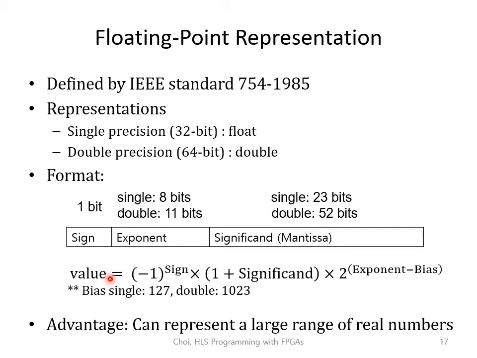The value of a floating point can be computed as -1 to the power of sign times 1 plus significand times 2 to the power of exponent minus bias. The bias value is 127 for single precision and 1023 for the double precision. Notice that since the floating point representation has a dedicated field for the exponent, floating point can represent a large range of real numbers, compared to the fixed point representation.